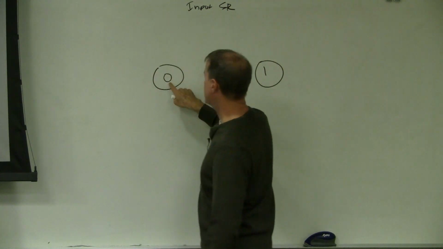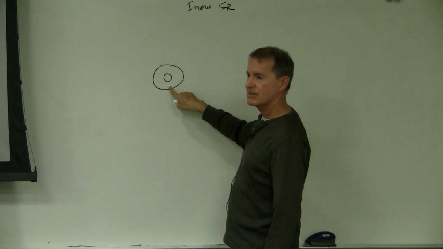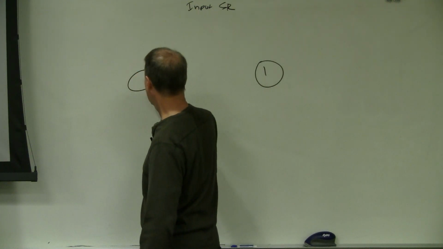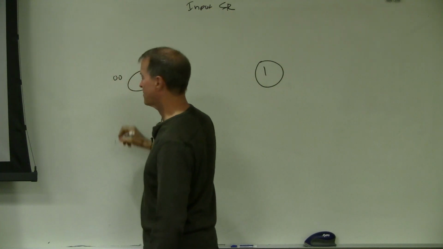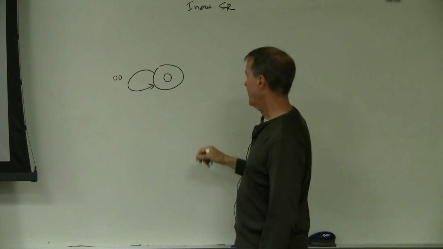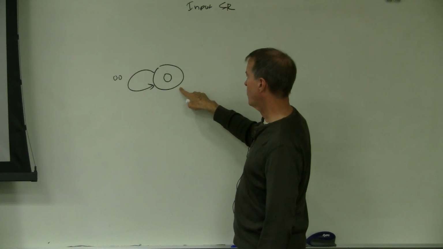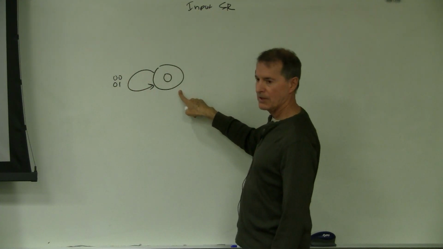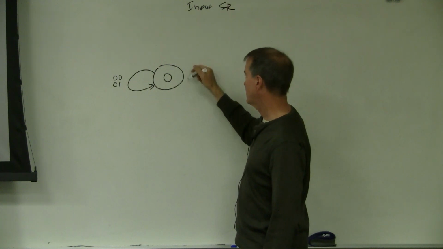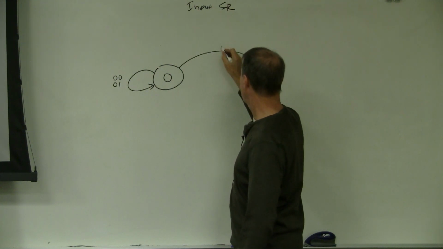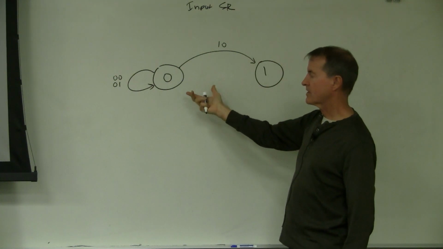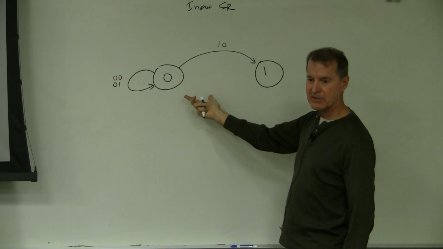So if we're in state 0 and the input is 0, 0, what does it do? It loops onto itself. Are you with me? So that's input 0, 0. If we're in state 0 and the input is 0, 1, what happens? It stays the same. If the input is 1, 0, then it goes to 1. Are we good? And 1, 1 is undefined, so we don't draw a transition on 1, 1.